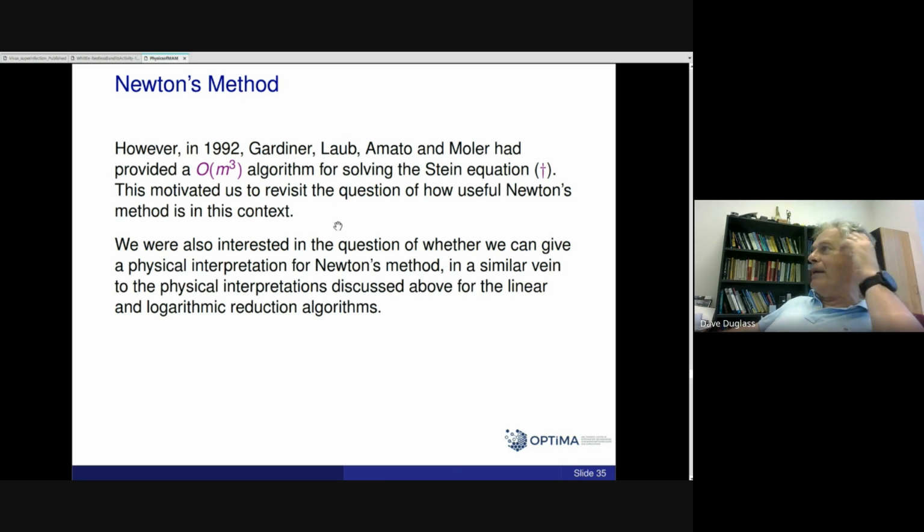And we wrote a paper where we compared it, and essentially Newton's algorithm is competitive with the others. It does take a long time to do each iteration of the algorithm, but you have to do quadratically fewer of them.